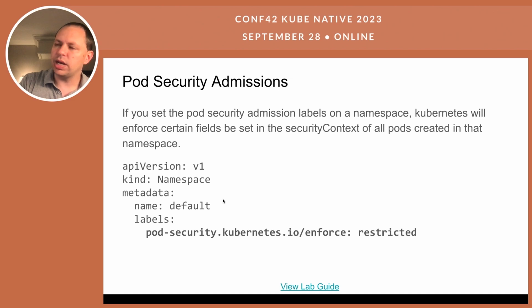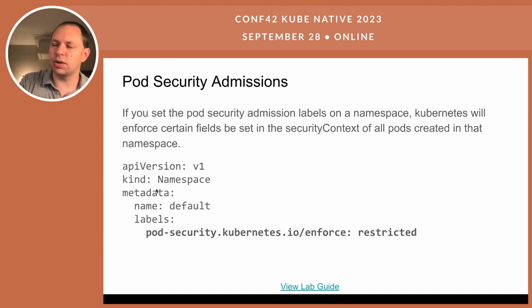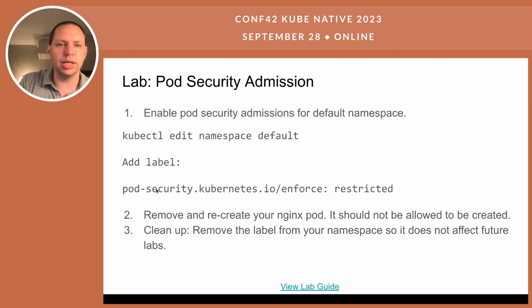When you configure a namespace, you have to add this label, podsecurity.kubernetes.io/enforce: restricted. And this would allow you to enforce a particular level of pod security admission standards. So you could do privileged, baseline, or restricted. If you do nothing, it's effectively privileged, right? But if you configure baseline or restricted, it's going to start locking down that namespace, which is really nice.